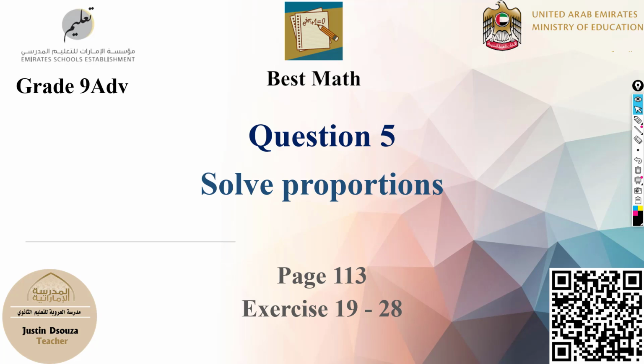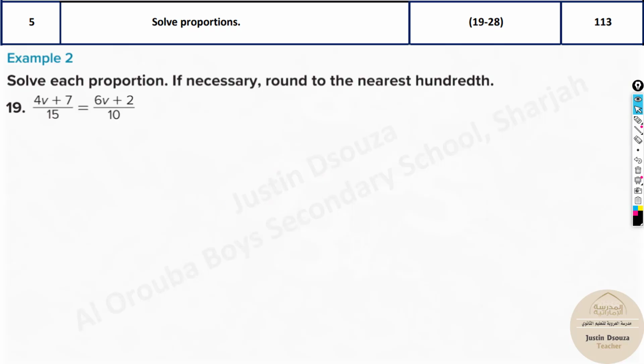Moving on to question number 5, which is to solve proportions. This is again similar to the previous topics. It is the same method, same concept, but a bit longer this time. You can see the problems are like this. Here we have to solve each proportion, and if necessary, round off to the nearest hundredth. Now this is the question.